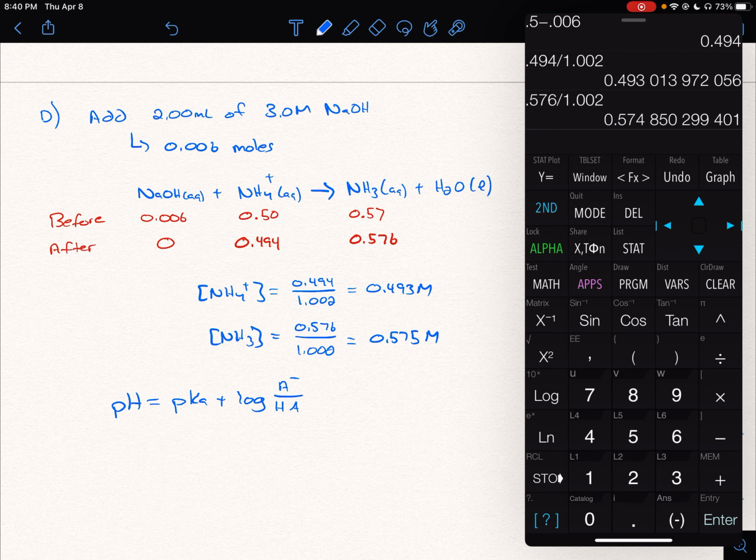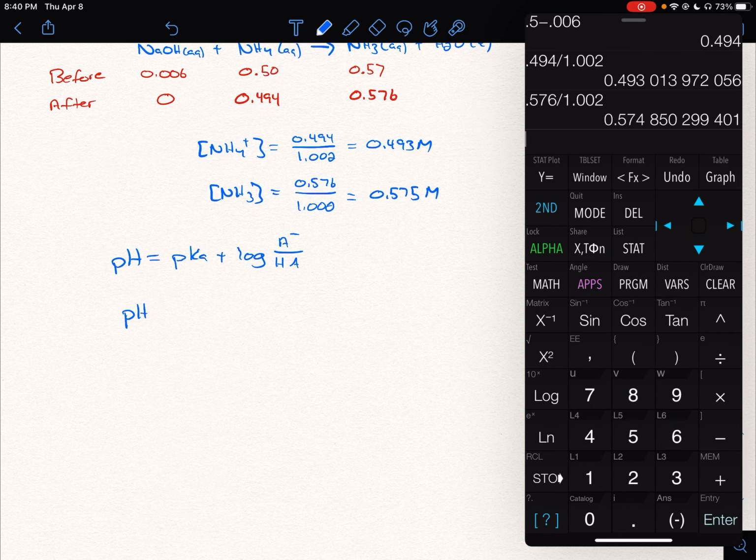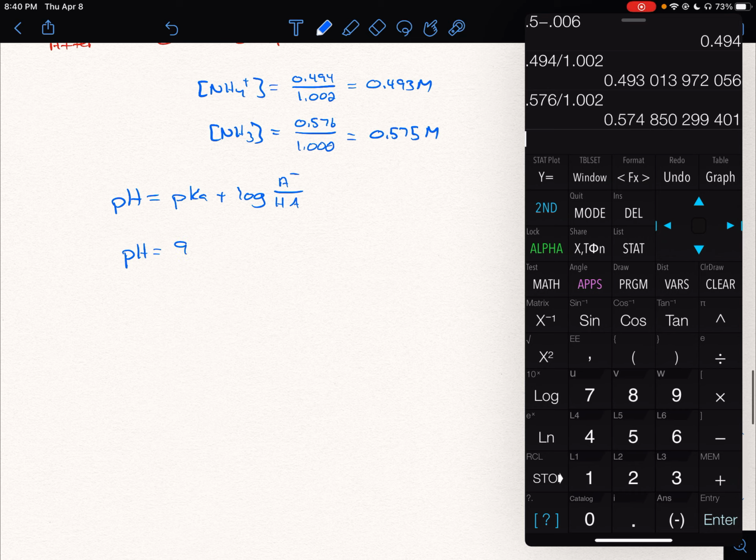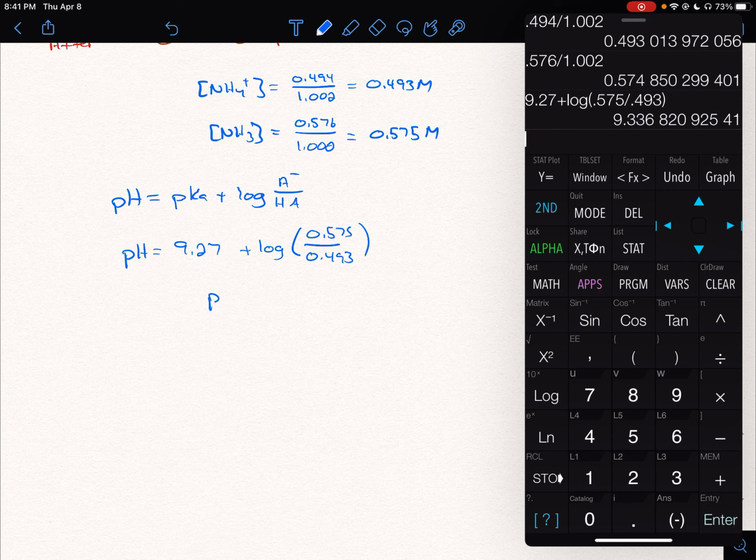And so we can plug in what we know. pH is equal to, pKa is the same from before, 9.27, plus the log of our concentrations. Just make sure we put the right ones on top. Conjugate base goes on top, 0.575 divided by 0.493. Plug that all into the calculator, 9.27 plus the log of 0.575 divided by 0.493 equals, pH equals 9.34.